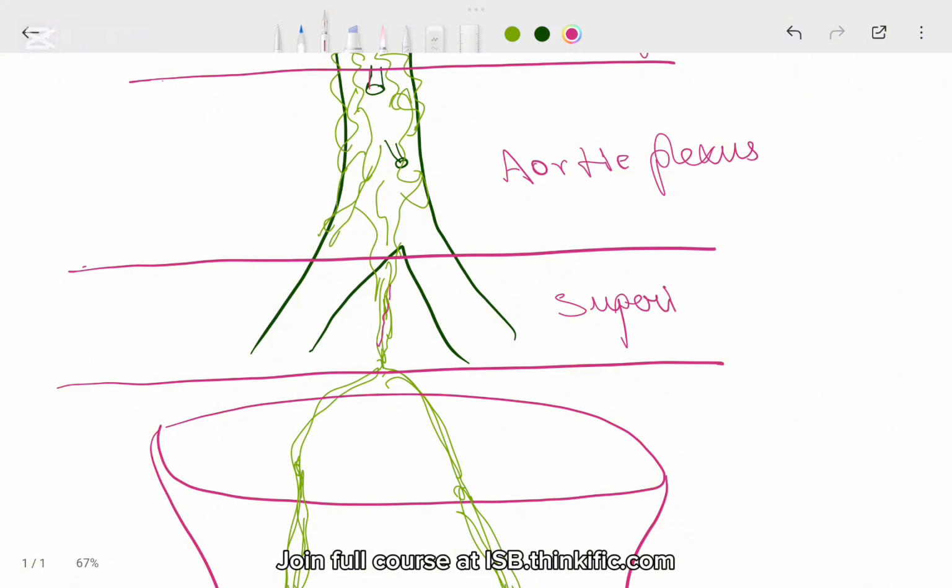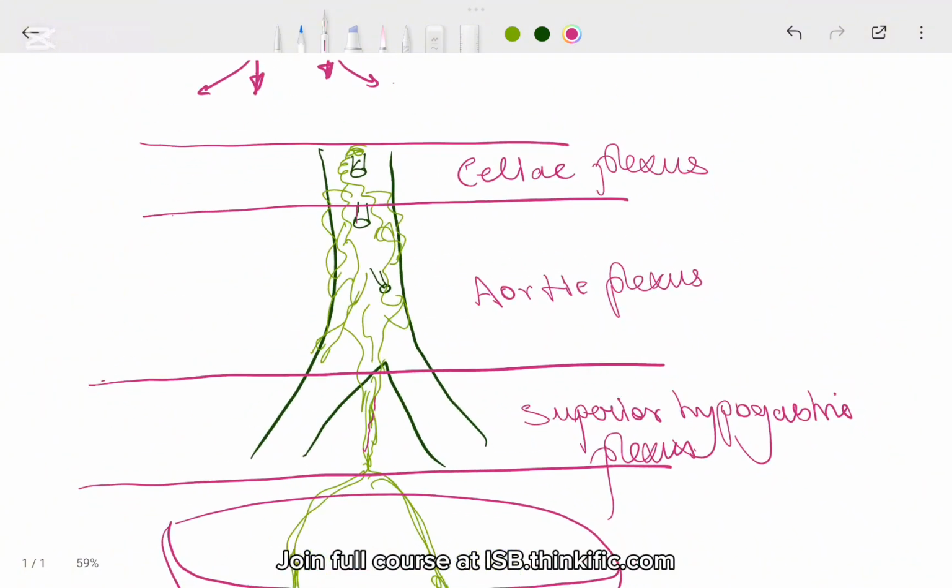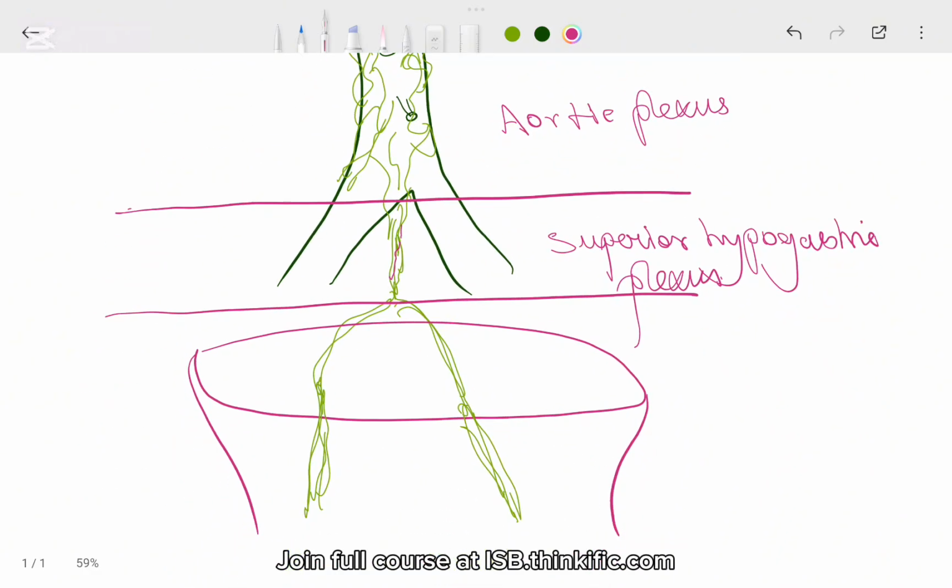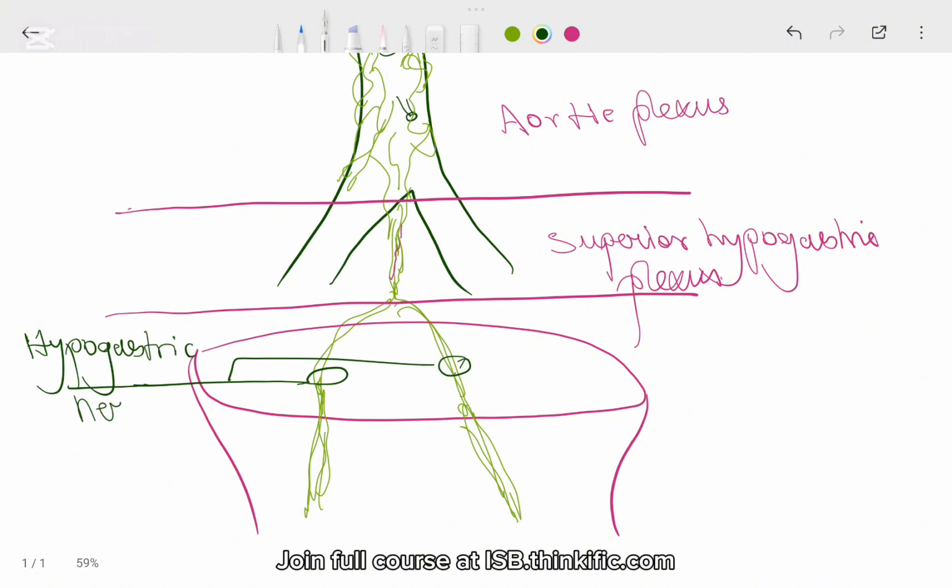Superior hypogastric plexus. Is that okay? Now, the superior hypogastric plexus ends by dividing into two nerve bundles referred to as hypogastric nerves. These nerve bundles are called hypogastric nerves. Okay, guys?